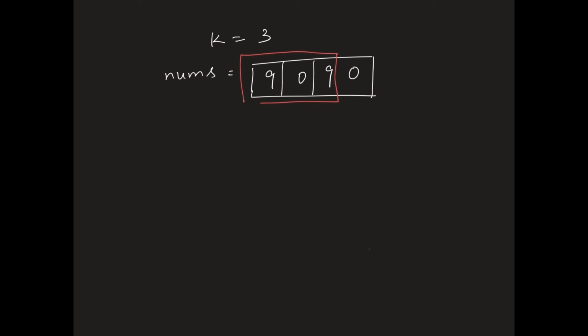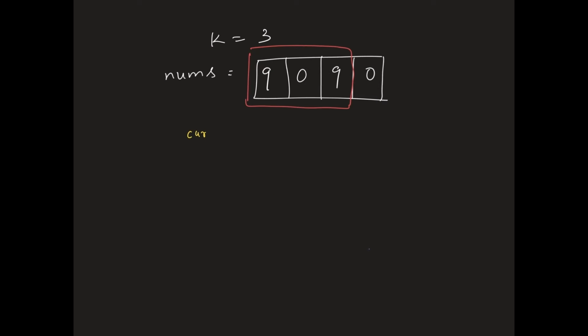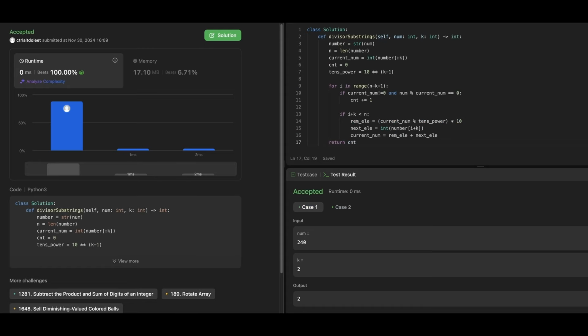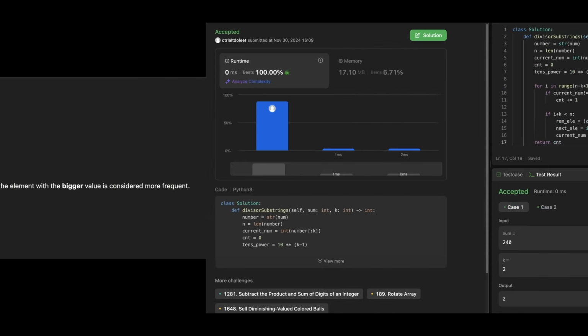Next example, given number 9090 and the window length k is 3, the initial window is 909, which is the current number. To remove the leftmost digit 9, we calculate 909 mod 100, which gives 9. Then we multiply by 10 and add the next digit 0. Now the new number is 90. Finally, we return the total count of the valid substrings.